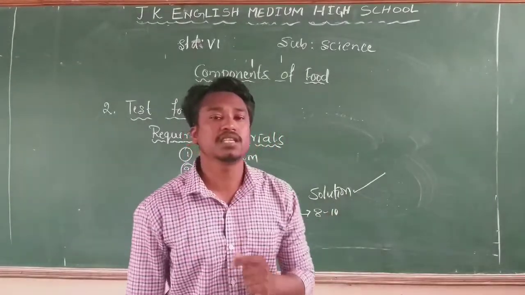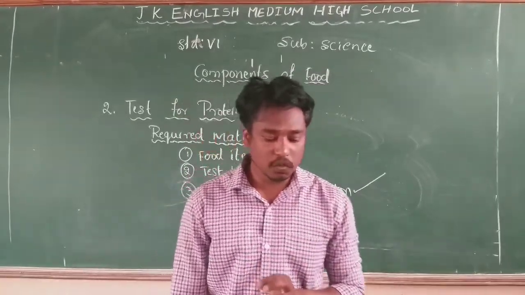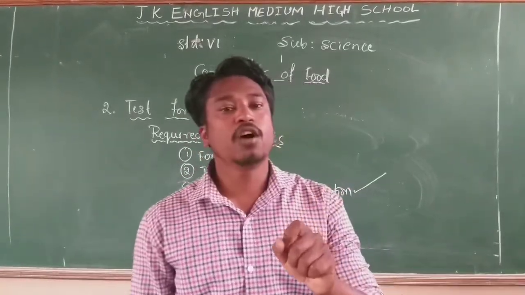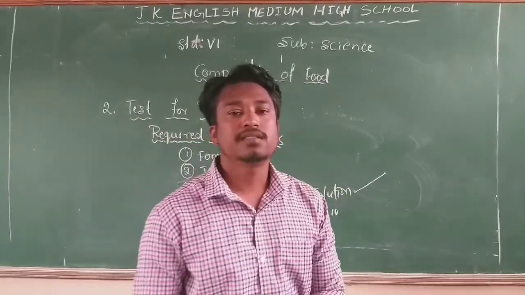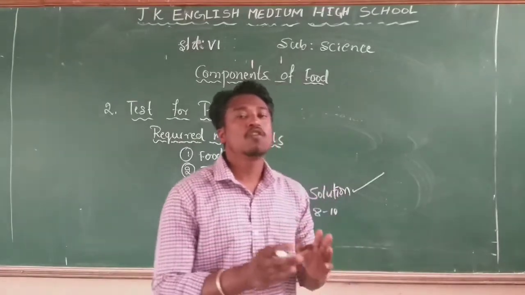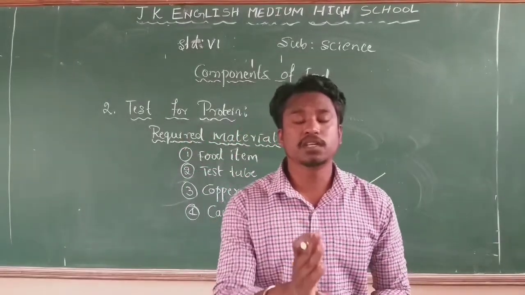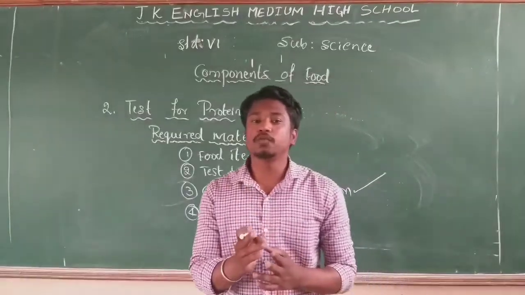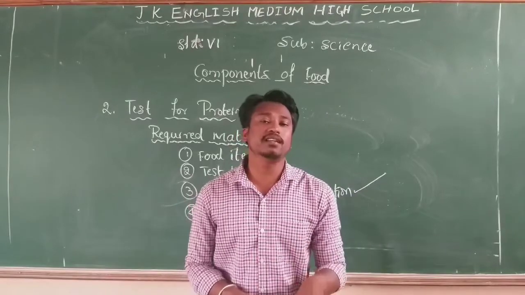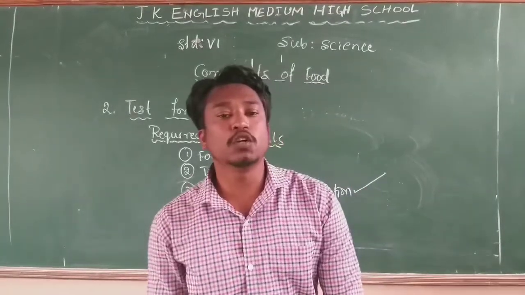After that put 8 to 10 drops of caustic soda into the test tube and shake it well. Leave it for some time. After that, observe the test tube, whether the material in the test tube is changing its color to violet.